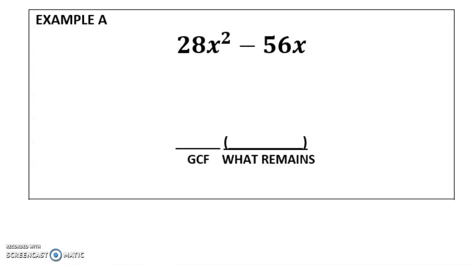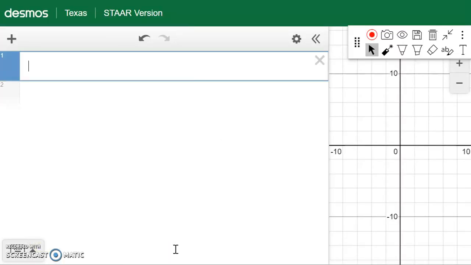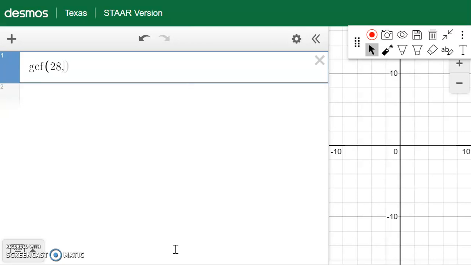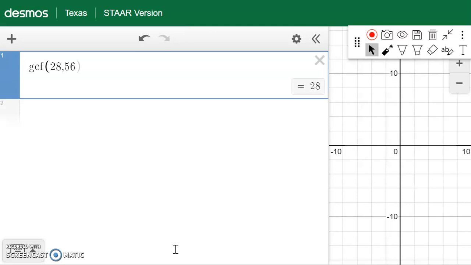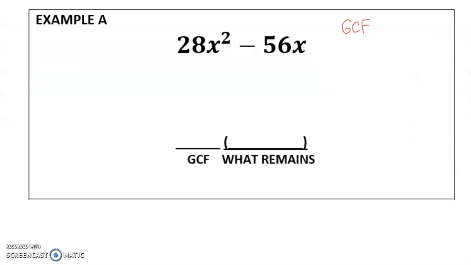All right, so I have 28x squared minus 56x. Okay, so our first job is to find the greatest common factor. So what's the largest factor 28x squared and 56x can be divided by? Okay, so 28 and 56. So if I pull up Desmos here and I do GCF 28 comma 56, it shows me right there, hey, there's my greatest common factor is 28.